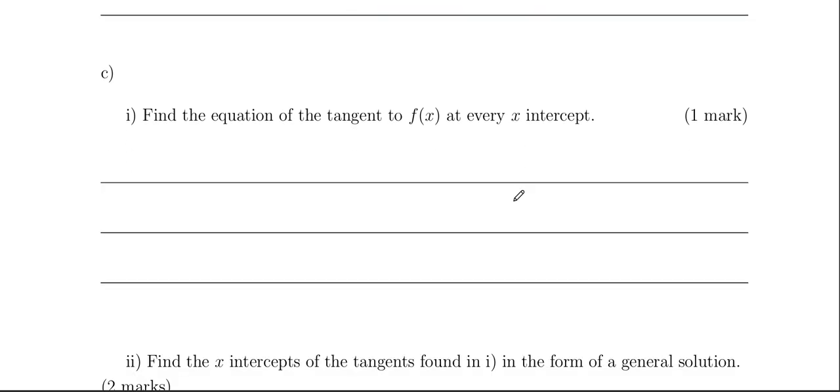Find the equation of a tangent to f of x at every x-intercept. Okay, so what is every x-intercept? That's when the numerator of tan of ln x is equal to 0. So sine of ln x is equal to 0, which means that ln of x is equal to pi n, which means that x is equal to e to the pi n.